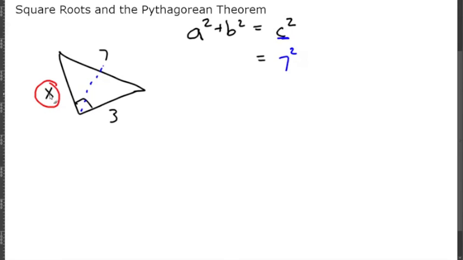X can either be our a or our b. So let's make it our a. We don't know what this x is. So this a squared will become an x squared, and we're trying to solve for this x. And we have our other side b, which is 3 squared. We don't know what x squared is, so we're going to leave that. X squared plus 3 squared, which is 3 times 3, which is 9, is equal to 7 squared, and 7 squared is 49.